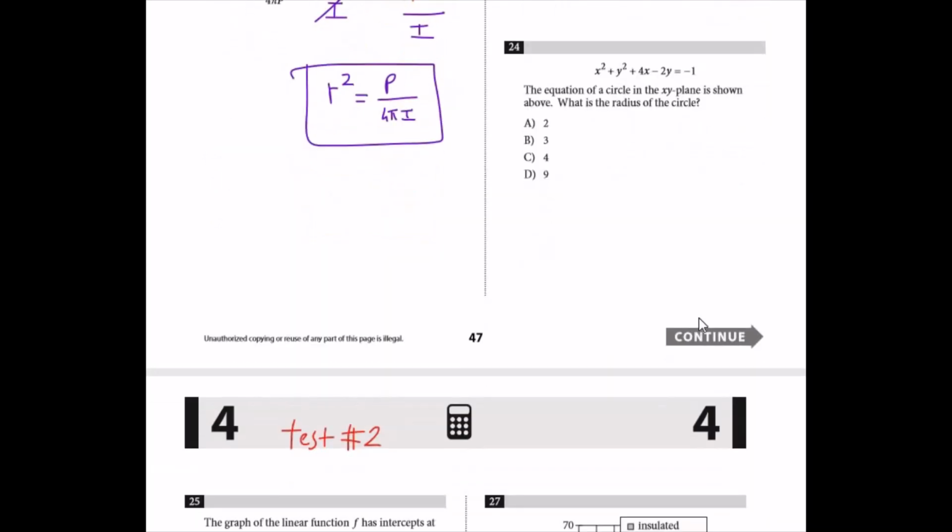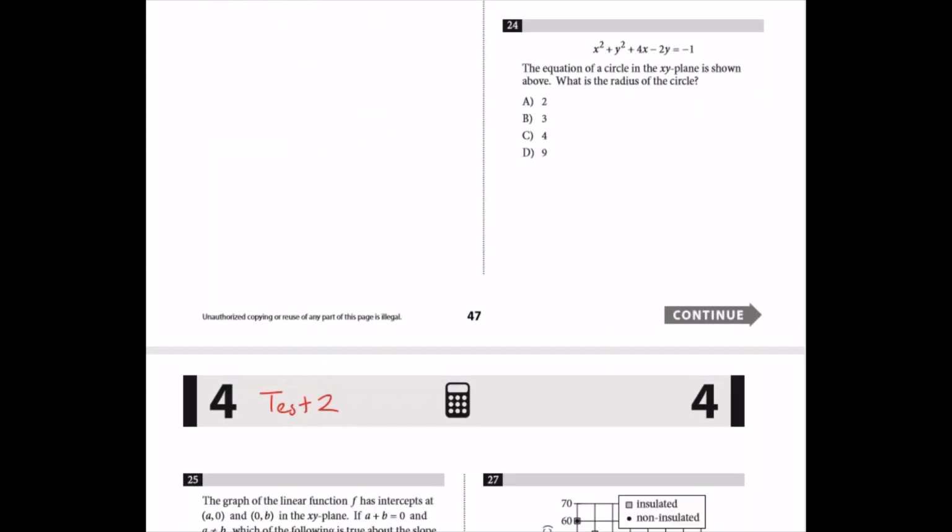Question number 24. The equation of a circle in the xy plane is shown above. What's the radius of the circle? For this, we need to know the equation of the circle. The equation of the circle is x minus h, the quantity squared, plus y minus k, the quantity squared, equals r squared. So we need to make this equation look like this equation.